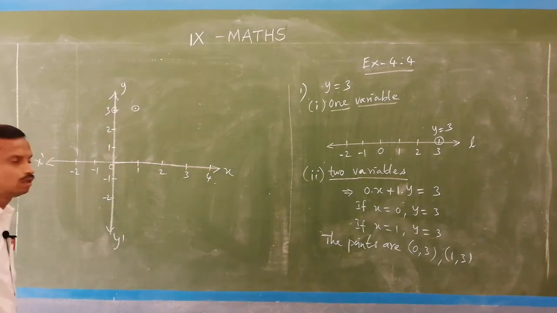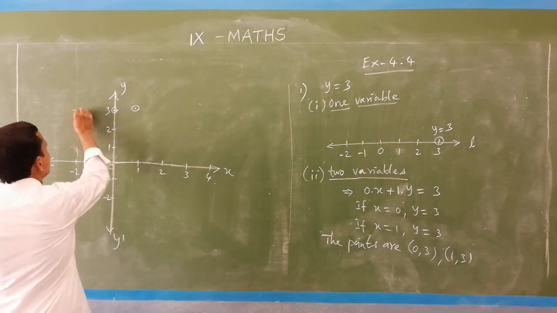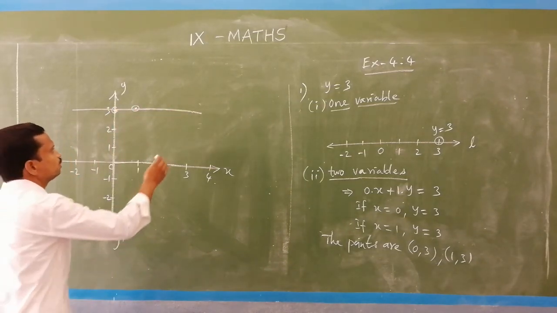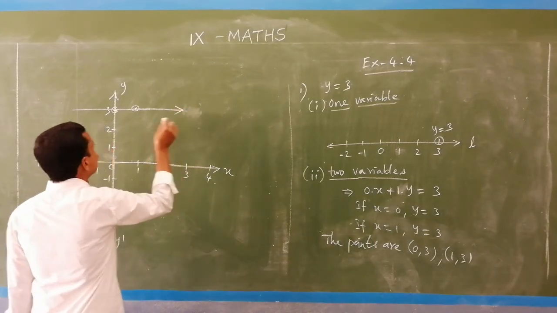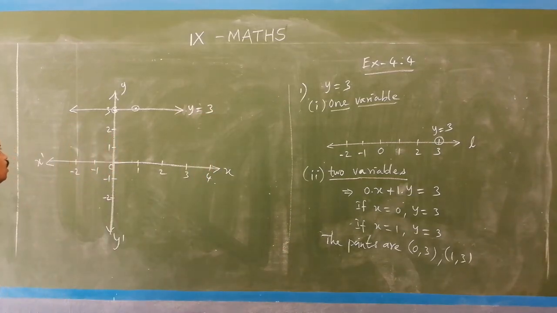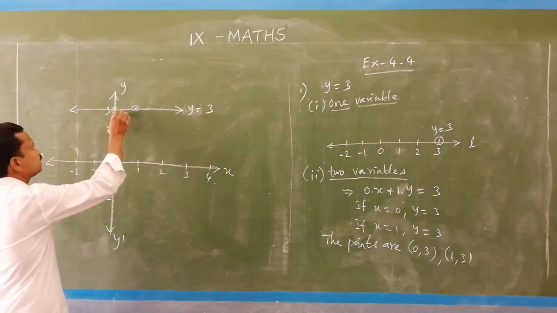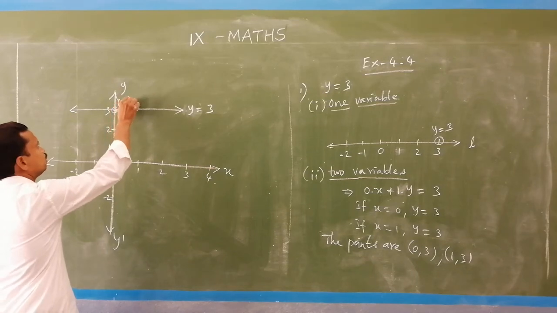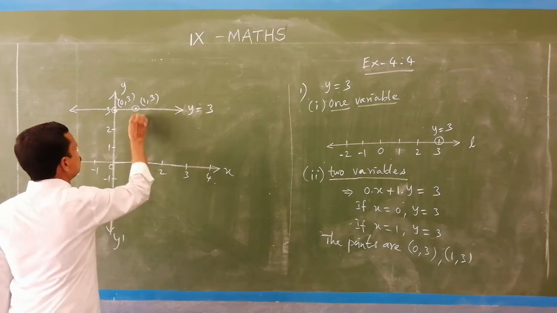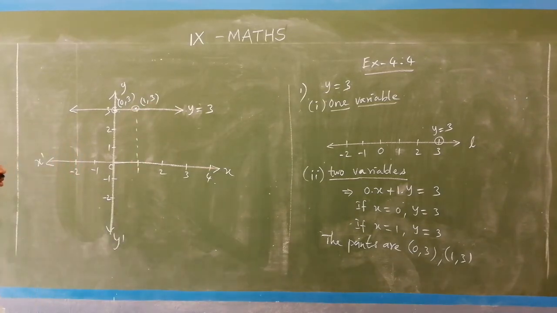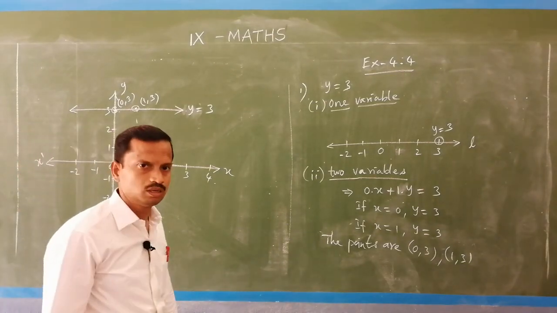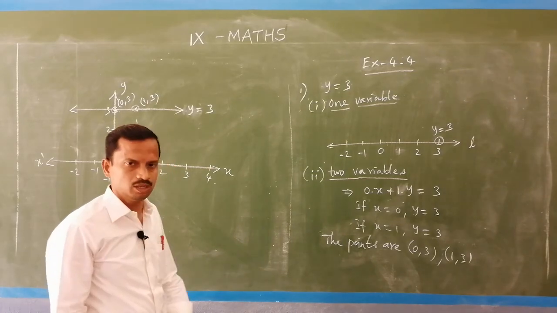So, these are the 2 points, and you can easily draw a line by joining them. That is all. This is y equal to 3, and you have to write this point as (0, 3) and this point as (1, 3). So, this is 1 and this is 3, like that. Clear? This is the way of representing a given linear equation in one variable and two variables.